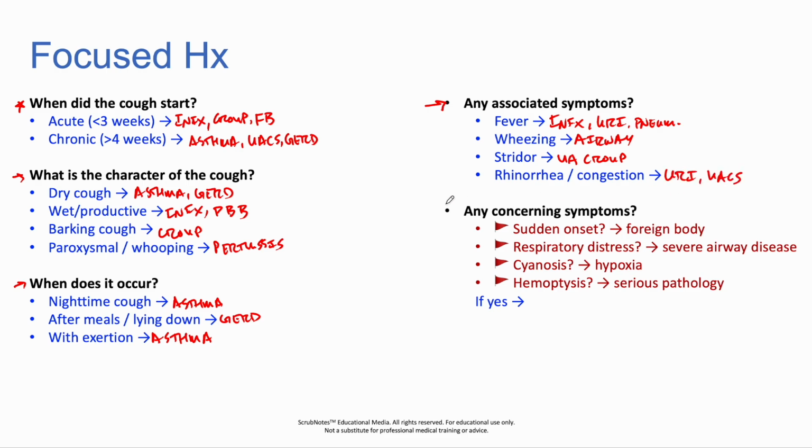And then don't forget to ask about any red flag or concerning questions, like if there was a sudden onset, that's more likely from a foreign body in kids. If there's respiratory distress, you could have severe airway disease. Any cyanosis, that's indicative of hypoxia. Hemoptysis would also be a serious concern. So if yes to any of those, you'd probably want to refer for a more urgent evaluation.